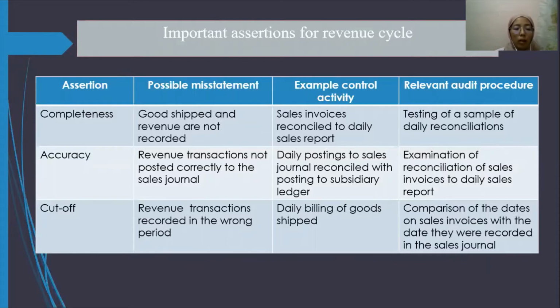Next is cut-off. Cut-off is used to ensure that the revenue has been recorded in the correct accounting period. The possible misstatement that might occur is a revenue transaction recorded in the wrong period. What can be done by the control activity is a daily billing of the goods shipped, and the relevant audit procedure that can be implemented is a comparison of the dates on the sales invoices with the dates they were recorded in the sales journal.